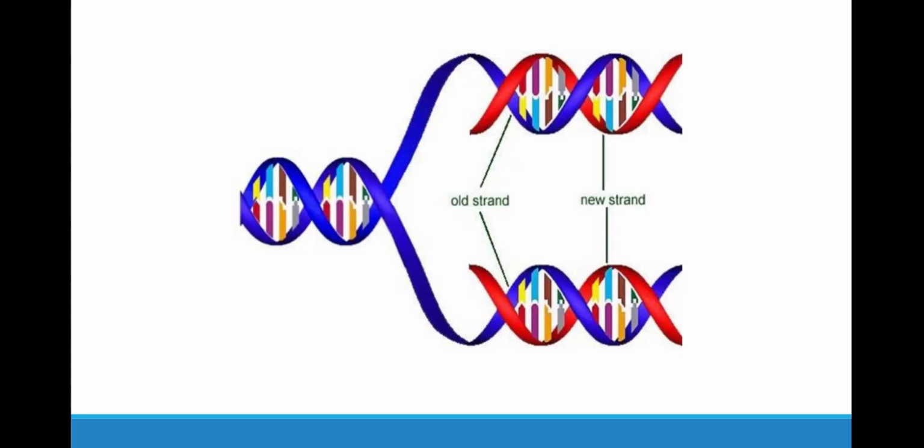As we saw in the video, when DNA copies itself, each new DNA molecule contains one old strand and one new one. Here's a visual of this process. We can see that each new DNA molecule has one old strand, shown in blue, and one new strand, shown in red. So again, that is called semi-conservative replication.